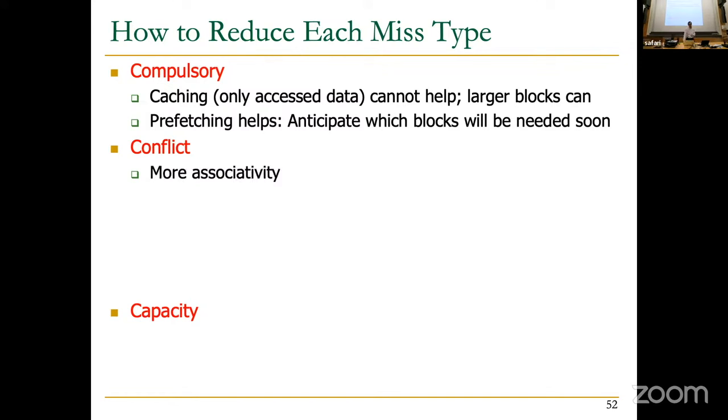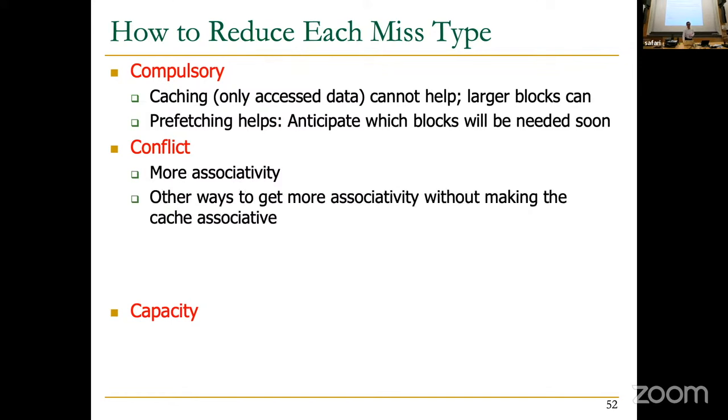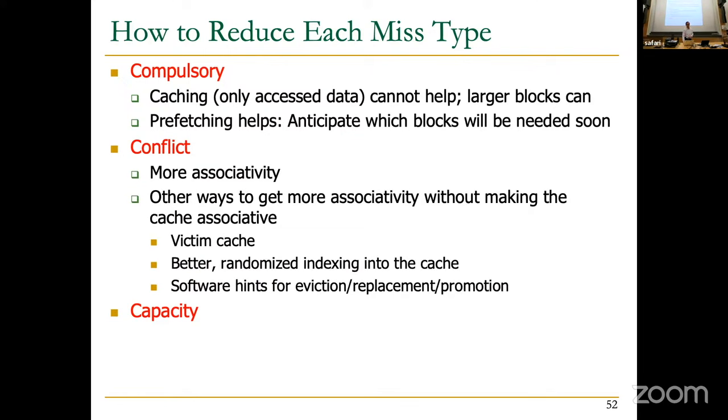How do you eliminate conflict misses? More associativity helps over here, clearly. But there are other ways to get more associativity without making the cache associative. There are a bunch of things that we're not going to talk about in detail: a victim cache, better randomized indexing into the cache, better utilizing the cache, and software hints like we have seen earlier. I'm going to talk about some things a little bit later.